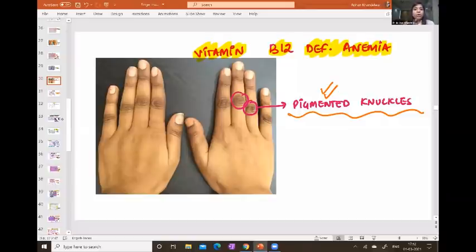Two images for iron deficiency anemia. One, there can be koilonychia, that is spoon-shaped nails. The other, microcytic hypochromic RBCs or the presence of pencil cells, right? Next.